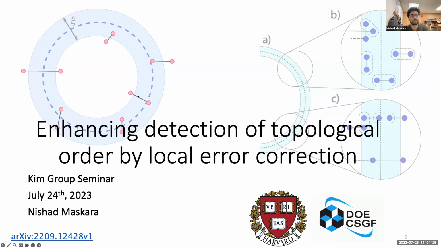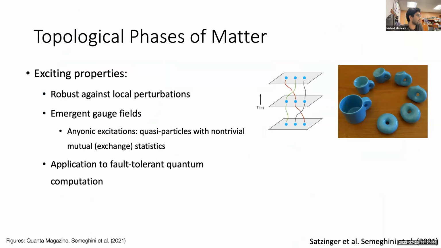Yeah. Okay, cool. So I'll talk to you about some of our recent work on using ideas from quantum error correction to improve the detection of topological order, in particular with a focus on topological order arising in realistic systems. Before we dive into the details of our project, I want to quickly motivate some of the reasons why we want to study topological phases of matter.